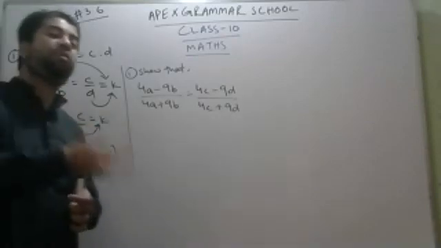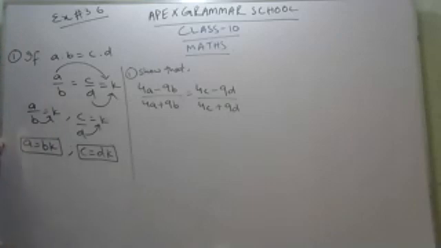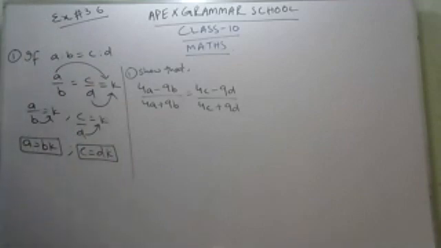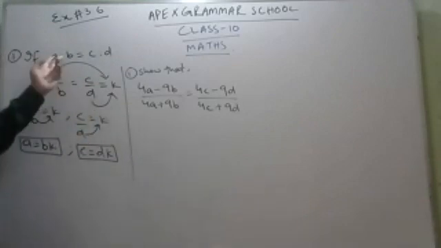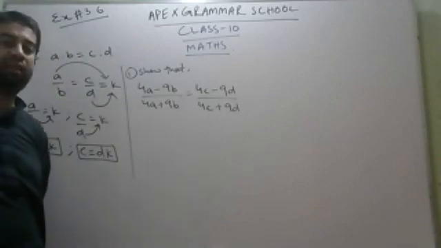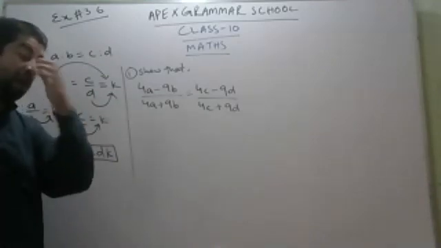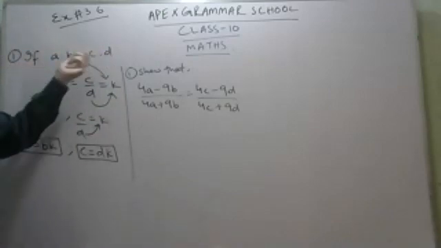Some students will think that this is componendo and dividendo, but the question statement differs from that situation. What does the question statement say? It is already telling us that A ratio B is equal to C ratio D. So both are equal. We have already acknowledged that both are equal. For the componendo and dividendo theorem, he would not even say that A ratio B is equal to C ratio D. He would want some proof of how both are equal. So this question starts from this, that both ratios are equal.